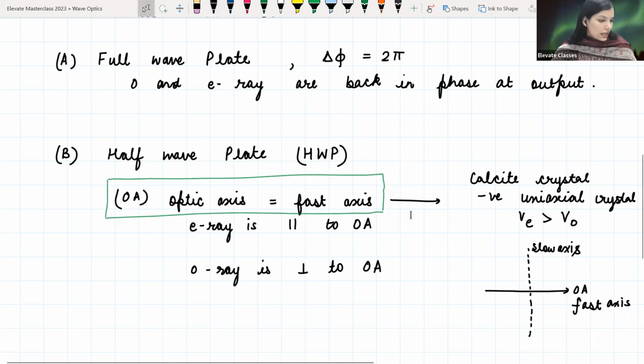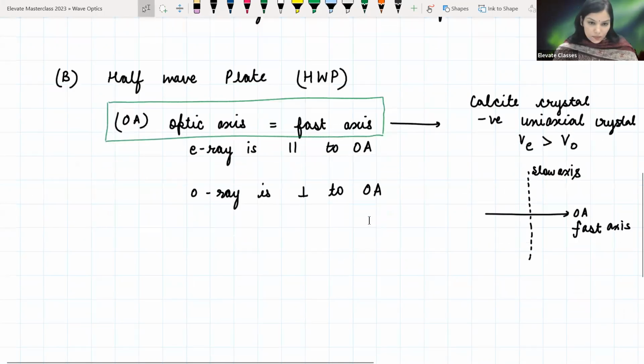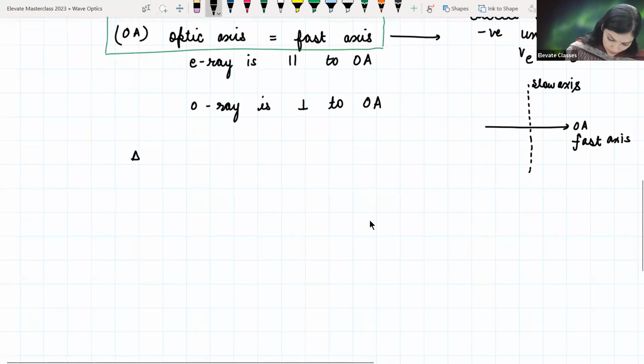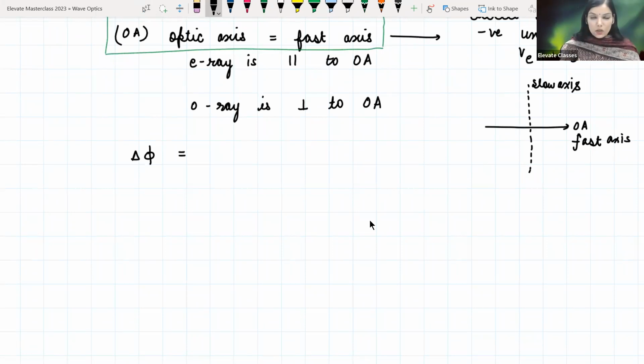So for a half wave plate, what is the formula for del phi? Del phi for a half wave plate should be equal to pi or multiples of pi. So it should be either pi or 3 pi or 5 pi, like that. So it should be like half a rotation. It can be one full rotation plus half a rotation, two full rotations plus half a rotation, like that.